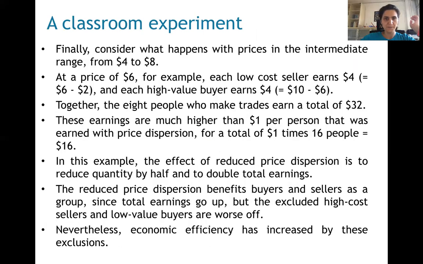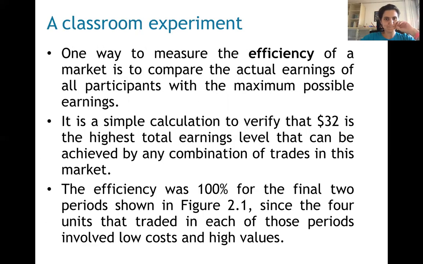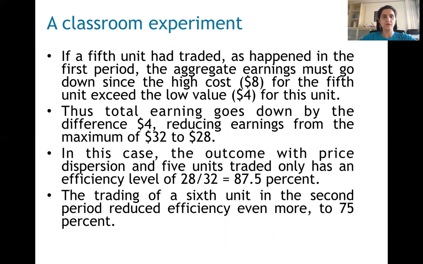would be earned. Since the 4 units traded in each of these periods involved low cost and high values, if a 5th unit had been traded, as happened in the first period, the aggregate earnings must go down, since the high cost $8 seller for the fifth unit exceeds the low value for this unit. Then the total earnings will drop to 28.